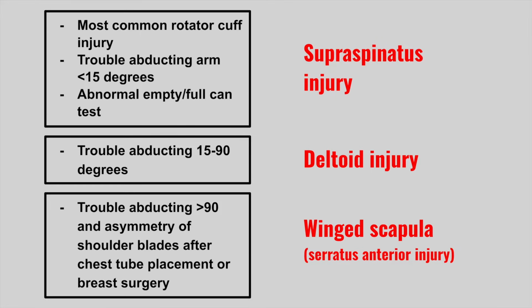So this is a serratus anterior muscle injury, and we call this winged scapula. And remember, the nerve here that innervates the muscle is the long thoracic nerve. And remember, the roots are C5, 6, and 7.